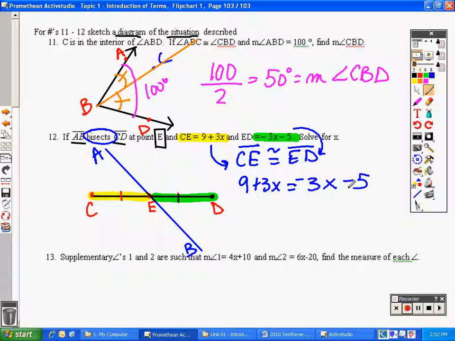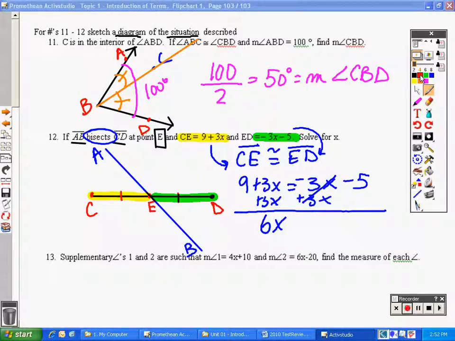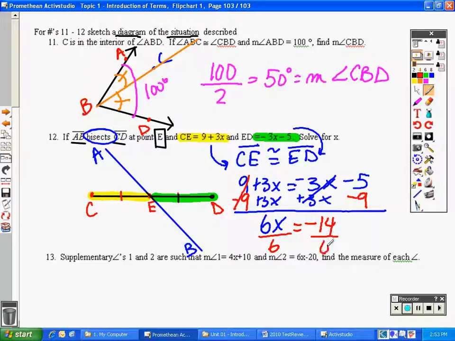Okay. Let's solve this. So I'm going to try and move the x's to one side. I'm going to add 3x right here. And that gives me 12x. These x's go away. And at the same time, I'm going to subtract 3. Those go away over here, and we're left with negative 5 minus 3, which is negative 8. Divide both sides by 12, and we end up with x equals negative 8 over 12.